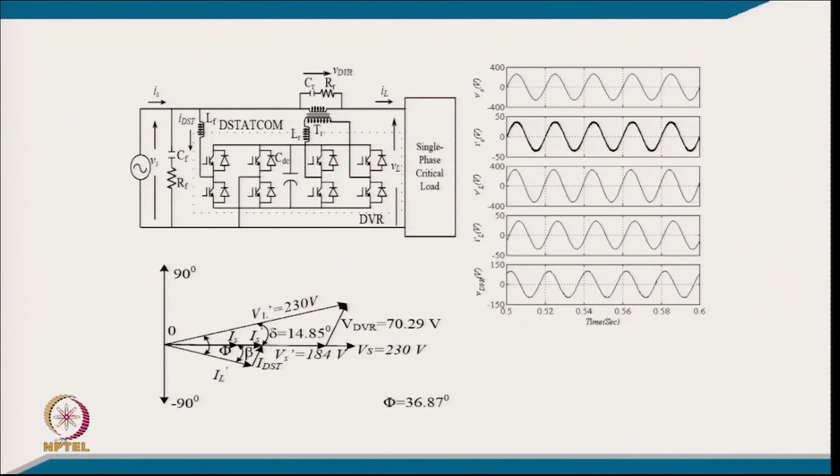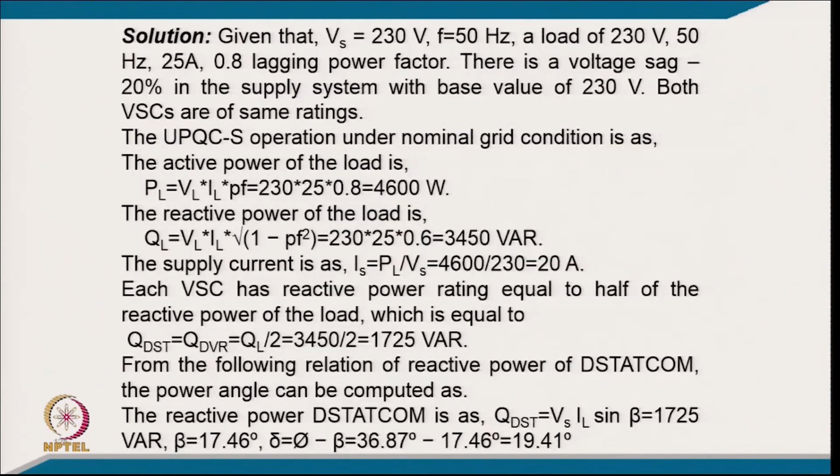So, here we are putting the D STATCOM on the left side and the DVR on the right side. Why are we taking such numericals? Just to see the relative values with different configurations for the same loading condition, same sag or swell conditions. So, that is typically the phasor.